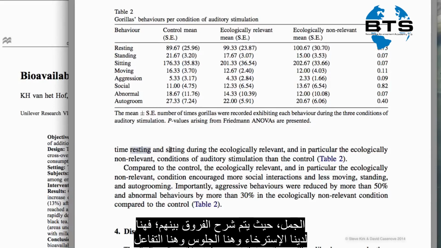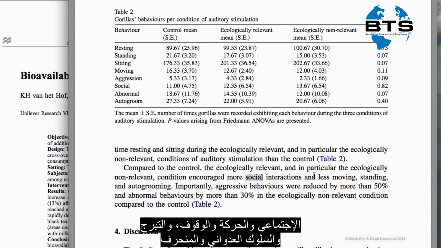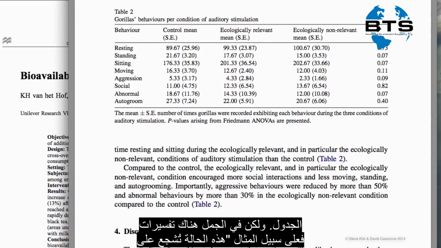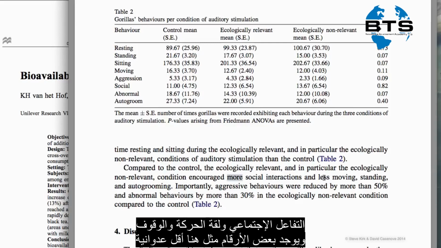So here's resting, here's sitting, here is the social interactions, moving, standing, auto-grooming, aggressive behavior, abnormal. Okay, so all 8 of these are mentioned. In the table, you can see the details of the particular numbers, but in the sentences, they just explain, for example, that these conditions encouraged more social interactions and less moving and standing.